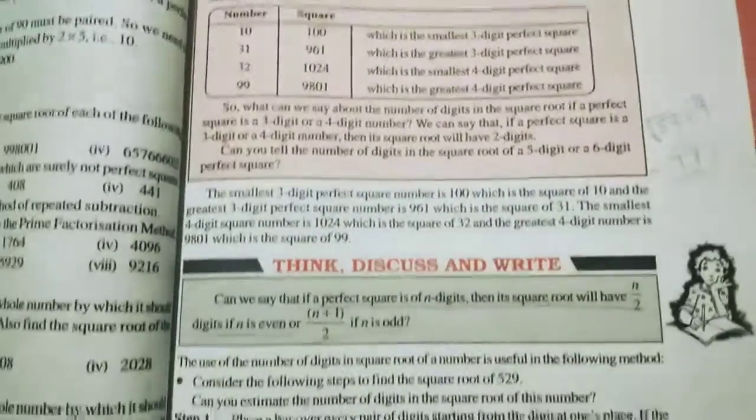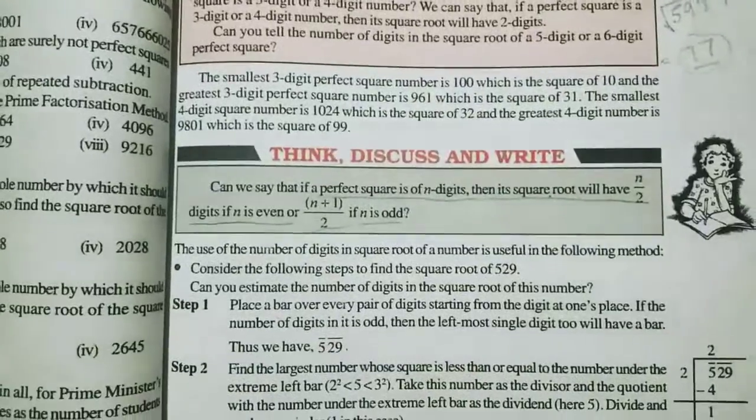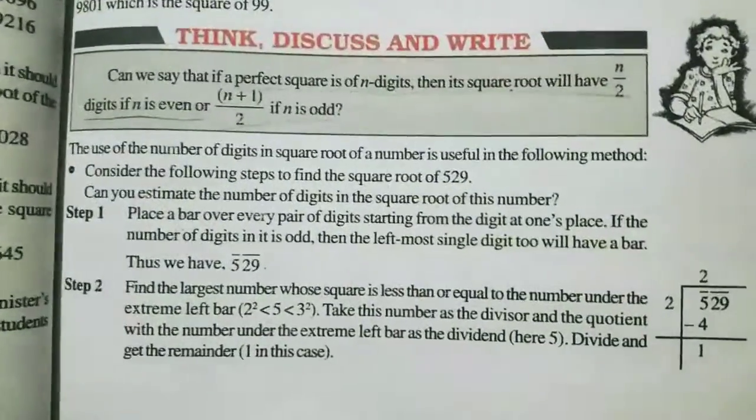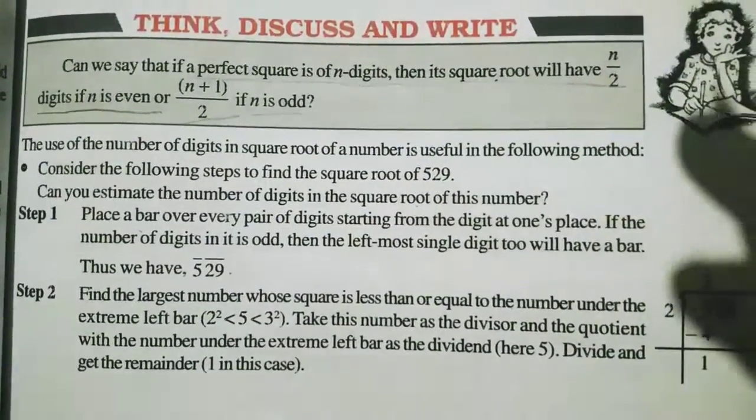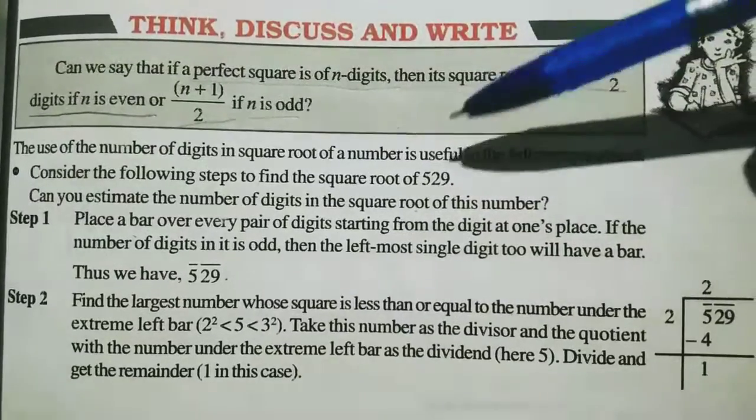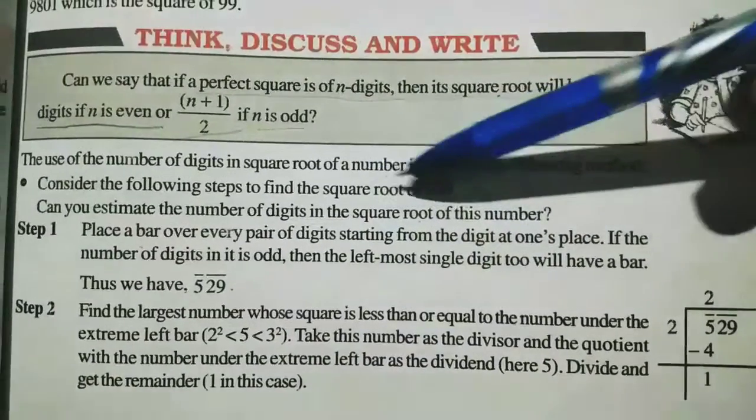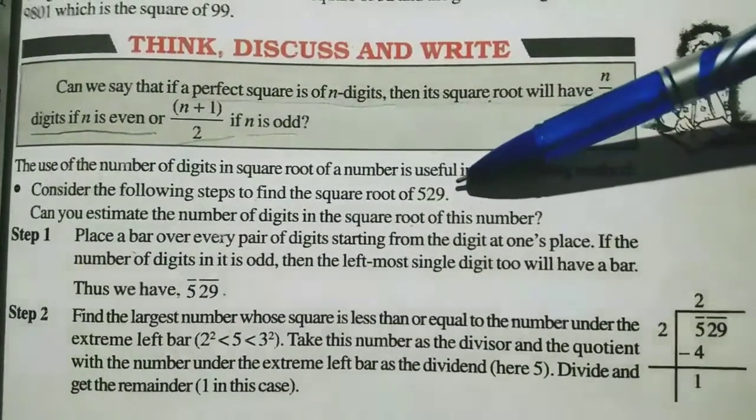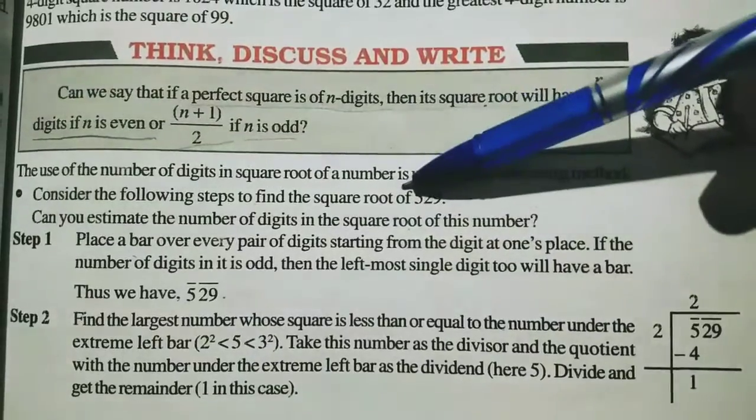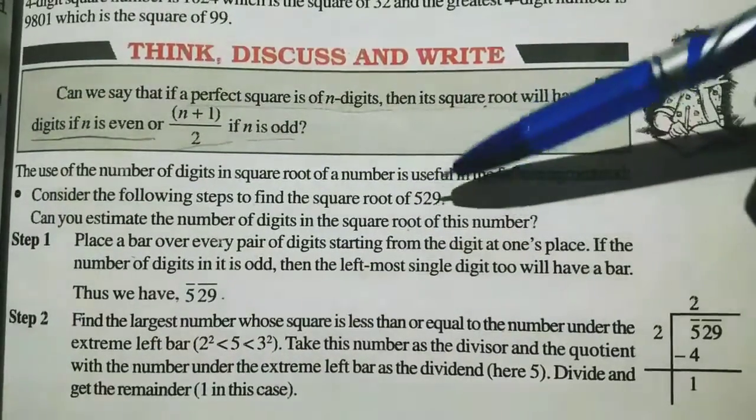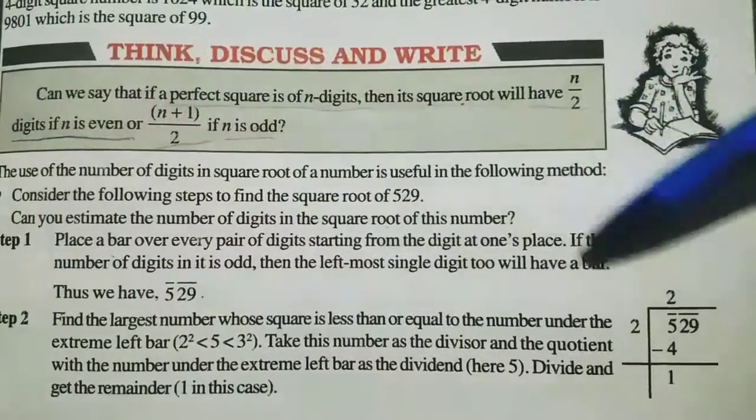Today in this video I will show you the long division method to find the square root of any number. Suppose we take the square root of 529. So how do we find the square root of 529 using the long division method? Okay, let's see this.